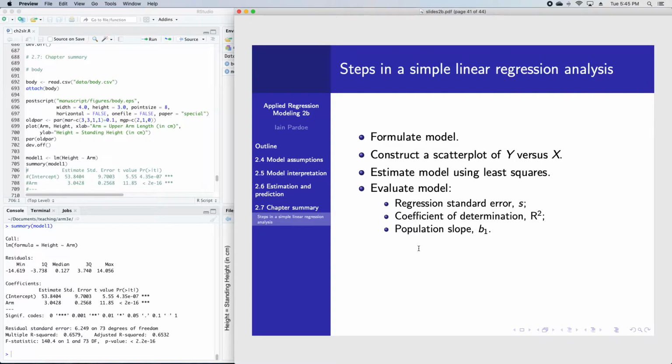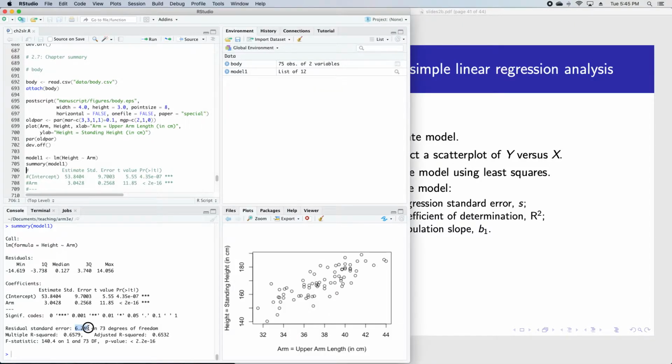So the regression standard error S is this number here. And the way that we talked about interpreting that number was to multiply it by 2. So that would give me 12.5. And I can say that if I was to use this model to predict height from arm, I can expect to be accurate to within approximately plus or minus 12 centimeters at a 95% confidence level.